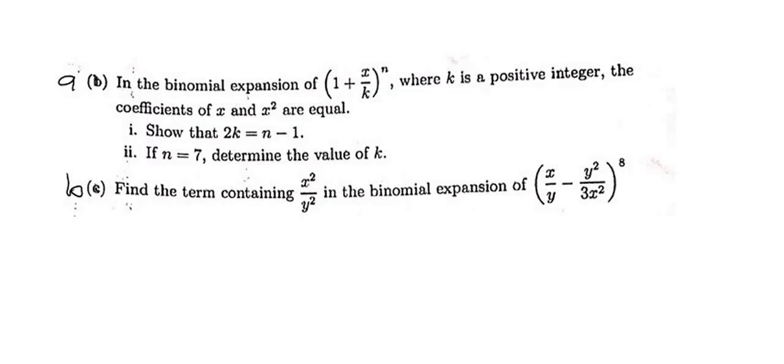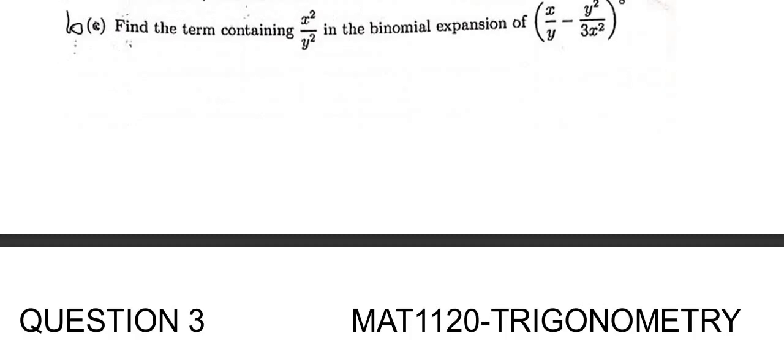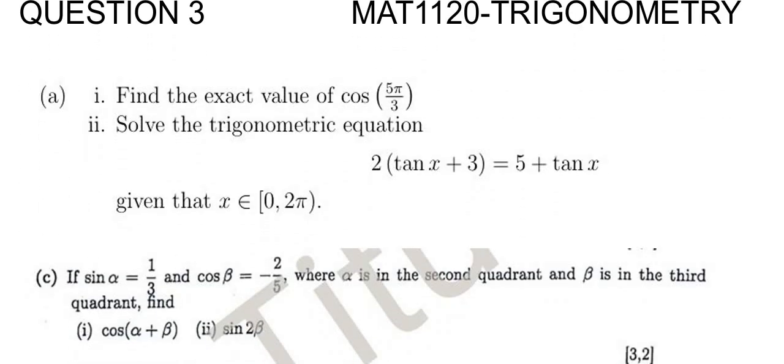Yeah, so this is what you had on binomial. Then now 1120, there was this question on trigonometry. They're just saying, find the exact value of cos 5 pi over 3. So the first thing you have to do here is to convert the 5 pi over 3 into degrees. That's the best way to do it. When you convert it to degrees, it will be easier for you to work it out.